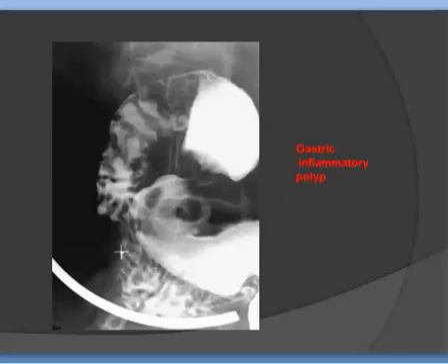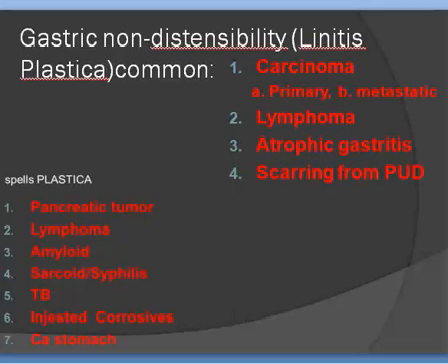Gastric inflammatory polyp. Here is the cap, and then the loop. This is the pyloric antrum, and this is the pyloric canal. We have a polyp here, this proved to be a gastric inflammatory polyp.